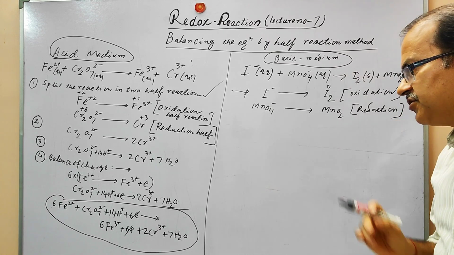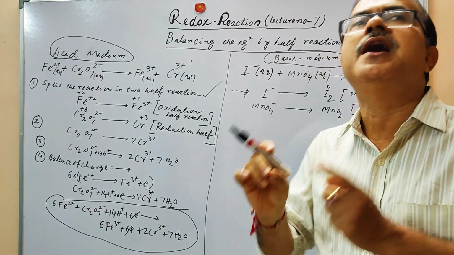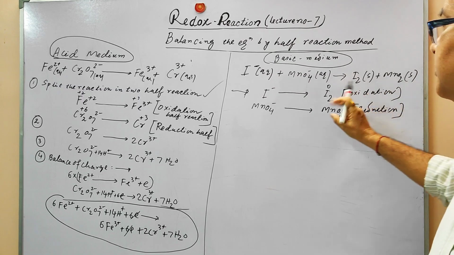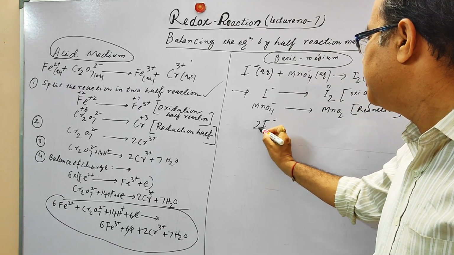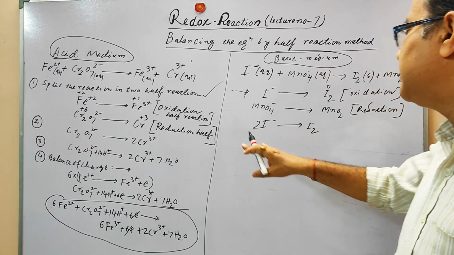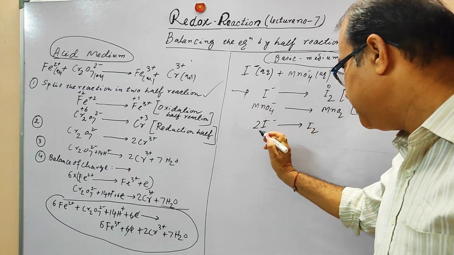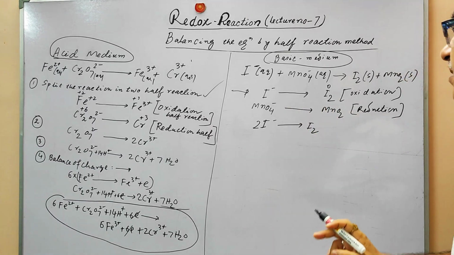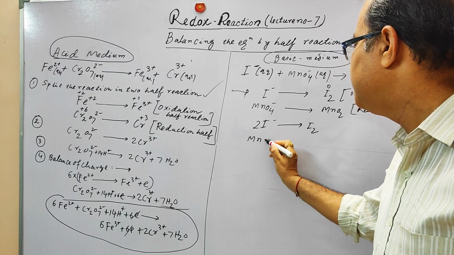Okay. Now the second step, we have to balance atoms other than oxygen and hydrogen. See here in the oxidation half reaction, it is unbalanced. So we will balance it. We have to put a 2 here. So it is now balanced, 2 iodine atoms here, and 2 atoms on the other side. But this reduction half reaction is balanced in terms of manganese, but it is not balanced in terms of oxygen.